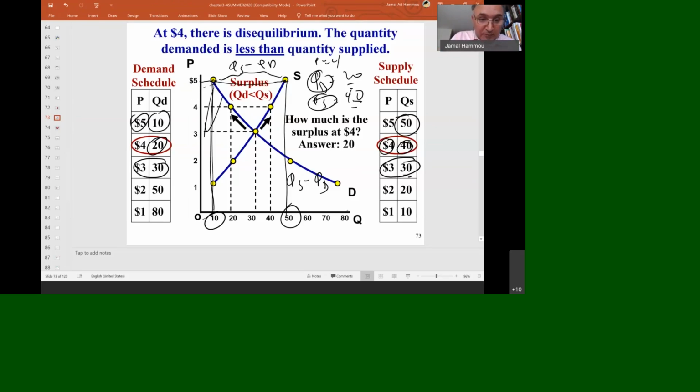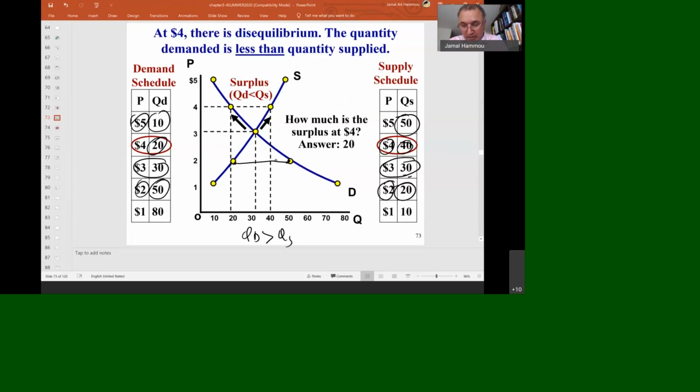But what if I have the price of $2? I can go to the table and find out how much is QD. It's 50. And in the supply schedule at the price of 2, I have 20. So I have QD greater than QS, an excess of demand, or a shortage. This is the shortage right here. How much is the shortage? It's QD minus QS. So please, if sometimes you don't get the tables, you will just have the graph.